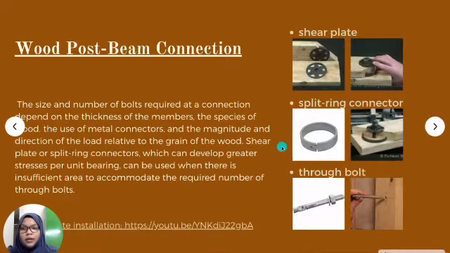Shear plate or split ring connectors, which you can see in the picture, can develop greater stresses per unit bearing. They can be used when there is insufficient area to accommodate the required number of true bolts. This is a true bolt. We also include a YouTube link on shear plate installation in the description.